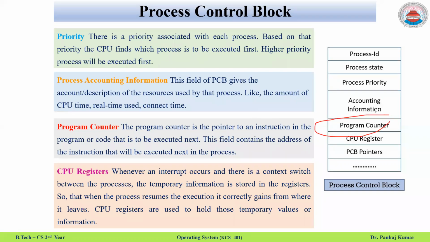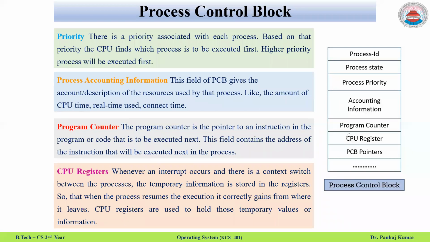Then come to program counter, as I have told, it's a pointer to an instruction in the program or code that is to be executed. So program counter, just like its name shows, it counts the program. Means if any process which is currently executed completes, which will be the next process. This will contain the address of the next instruction that will be executed.